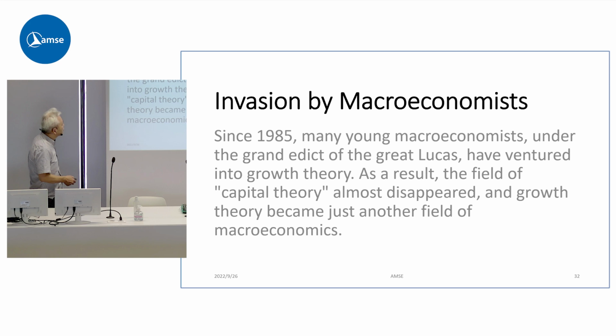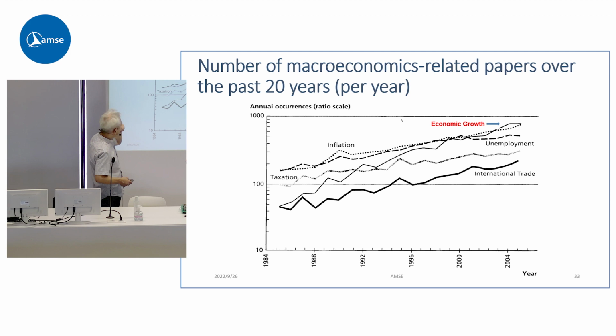So now, what happens after that is this one. This is 1985. Many young macroeconomists, undergrads, tried to start studying growth theories. I call that the invasion of growth theory by macroeconomists. This is Wild's paper. Look, 1985. I had just finished my dissertation. Most of the macro people worked on inflation, taxation, international trade and unemployment. So growth was very low. But now, in 2004, it's dominated.